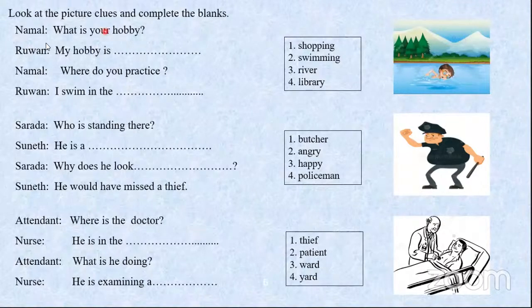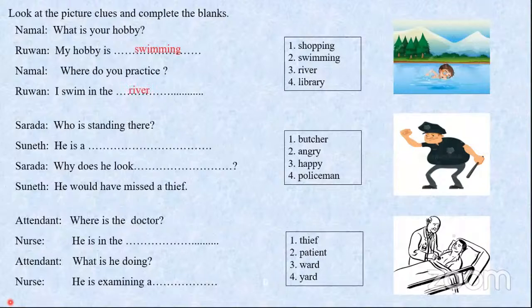First one, Namal says, what is your hobby? What is your hobby? And everyone says, my hobby is. And we can see a picture of a boy who is swimming. So the first answer is swimming. My hobby is swimming. Then Namal says, where do you practice? And he says, I swim in the river. I swim in the river.